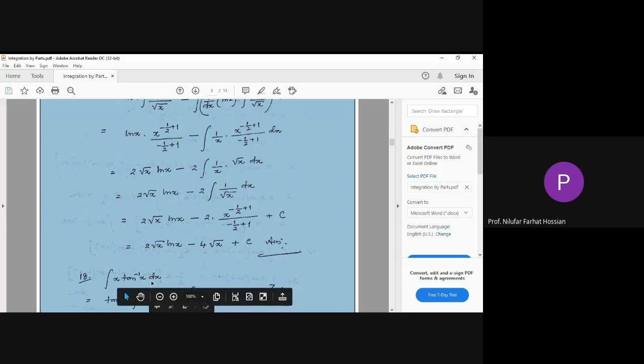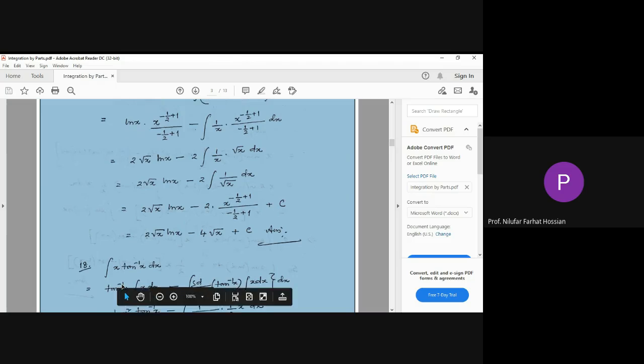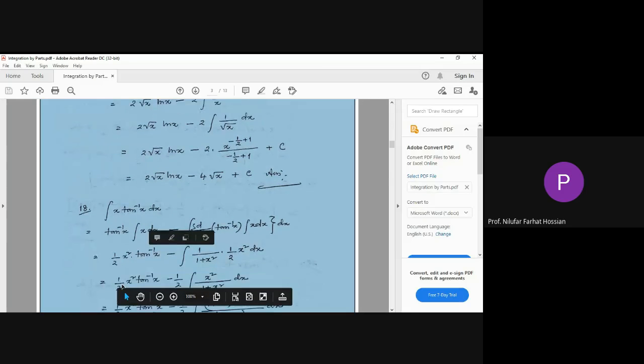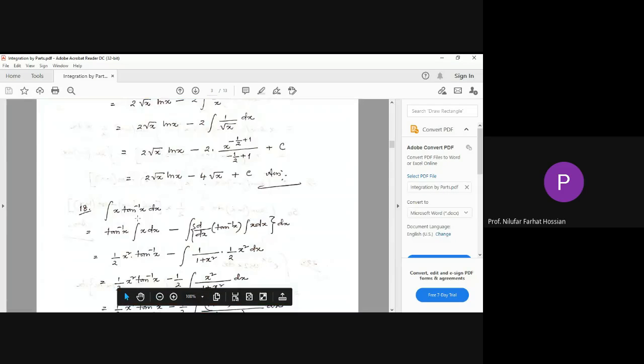If you do not have any x here in any other function, just tan inverse x, in that case, as in the previous math, you have to consider a 1 here, 1 into tan inverse x. Then tan inverse x should be your first function and the second function should be 1. Here we have x, so this tan inverse x should be taken as the first function and this x should be taken as the second function.